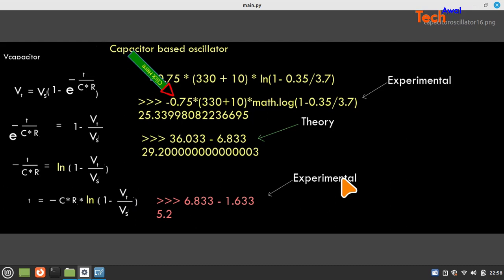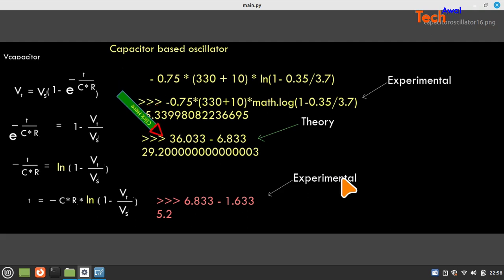So now 75.75 is the capacitor. I have taken 330 kilo ohm and 10 kilo ohm while charging, and if I do the computation, it comes around 25.33 seconds. So that much it should take.